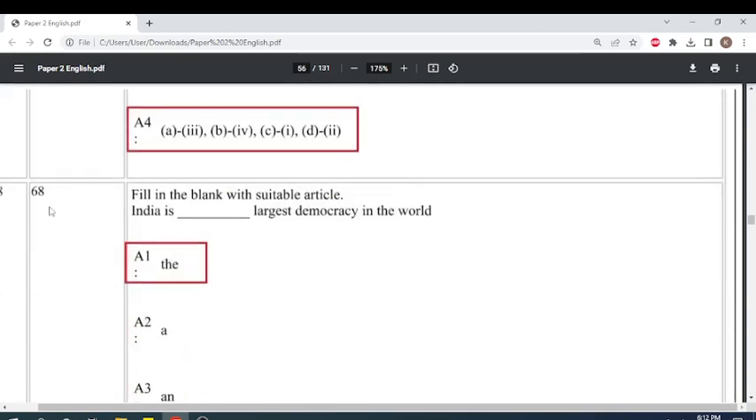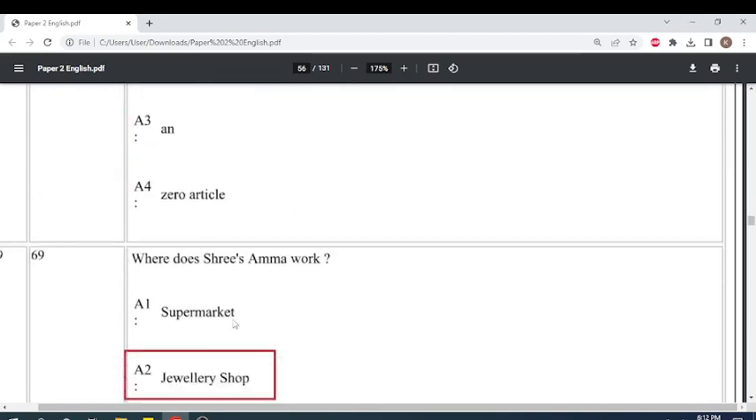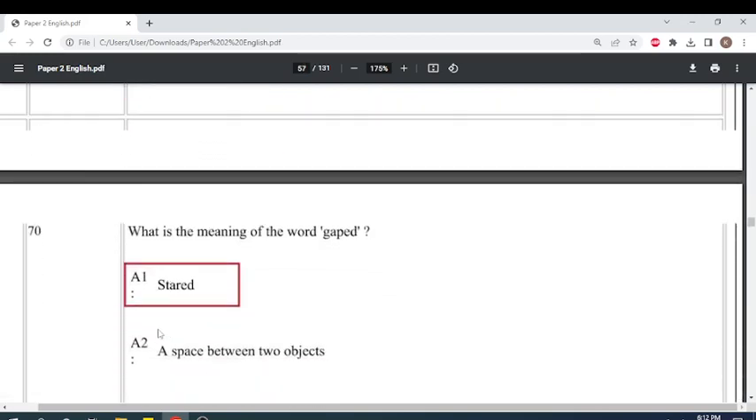Answer A4. 68, fill in the blank with a suitable article. India is dash largest democracy in the world. Answer A1, the. 69, Where does Sri's amma work? Answer: A2 jewelry shop. 70. What is the meaning of the word gap? Answer: A1.